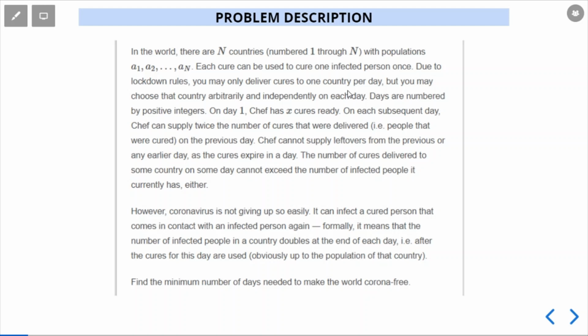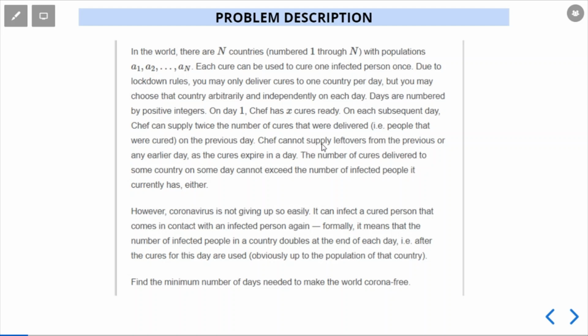We need to supply the cure to one country per day. On day 1 we have X cures ready. On the following day, we have twice the number of cures that were delivered. So if we supply X cures and cure X people on day 1, then on day 2 we have 2X cures. The people cured on day 1 will be doubled as vaccines on day 2. So if we cure 5 people on day 1, how many vaccines do we have on day 2? 10 vaccines. This is the meaning of the statement.